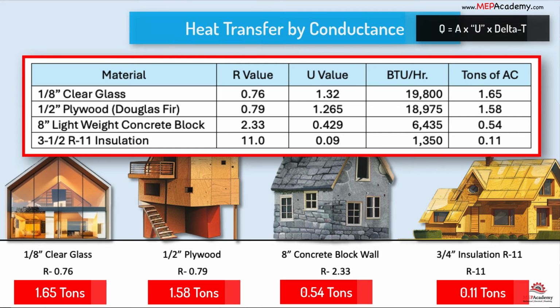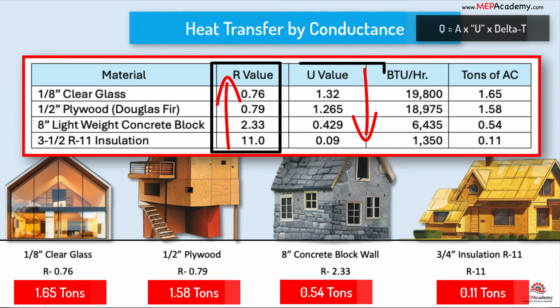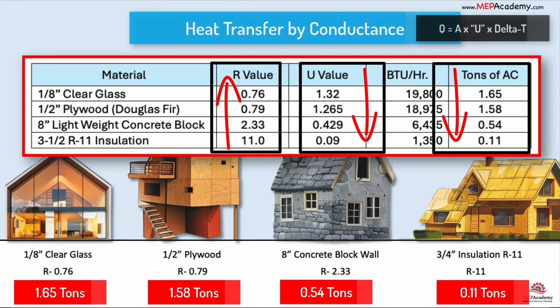This chart shows that the greater the R value or resistance of the construction component, the smaller the U value will be. The smaller the U value, the smaller the heat transfer rate. This is why energy codes mandate a certain R value for insulation in walls and roofs.